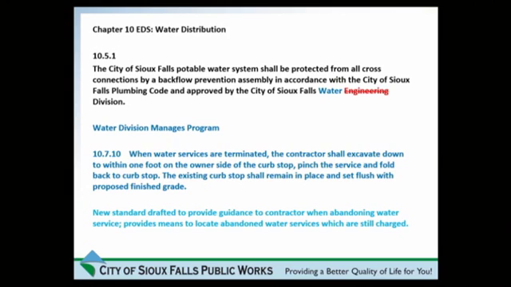So we want to make sure that the curb stops remain in place and that the contractor is folding the service lines back towards the curb stop on the property side. Make sure that it's pinched closed.